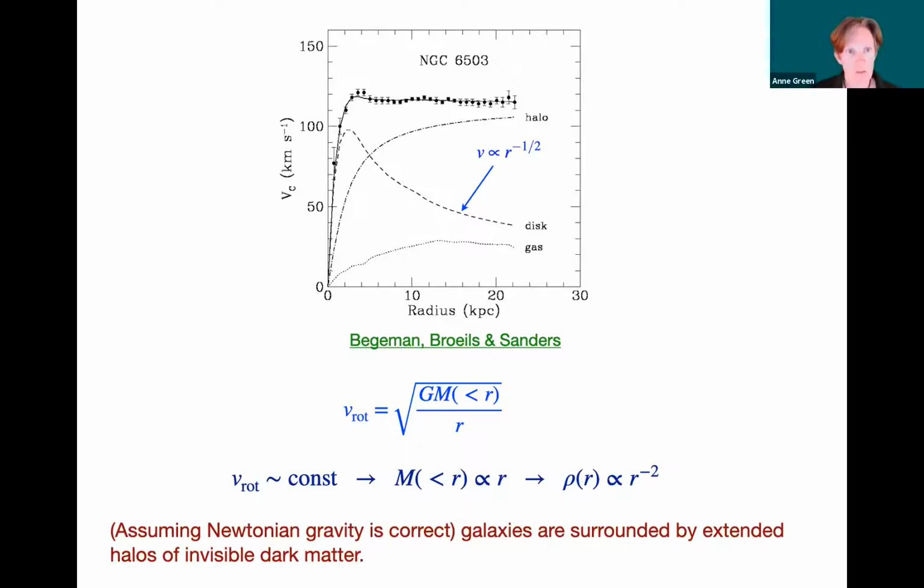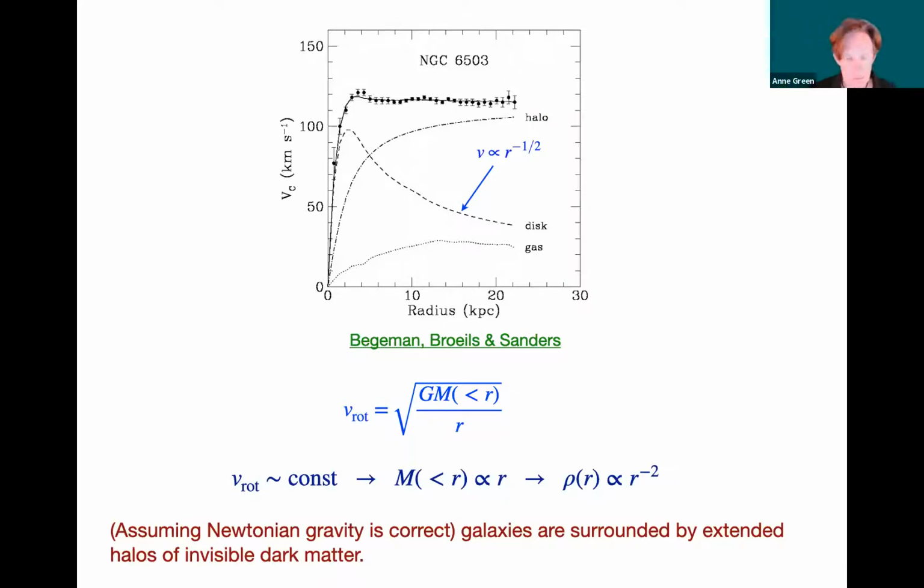However, when you do the observations, the stars and clouds of gas at large radii, they're moving around really, really fast. And in fact, their speeds are roughly constant. And I'll come back to that roughly constant in a moment. So this is what's often referred to as a flat rotation curve, the fact it's roughly constant.